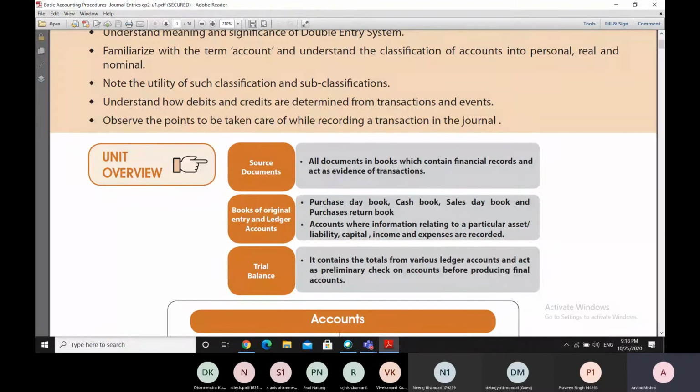And once we have prepared the books of original entry and ledger accounts from the source documents, we then go about preparing the trial balance. So that is the broad procedure that we adopt.